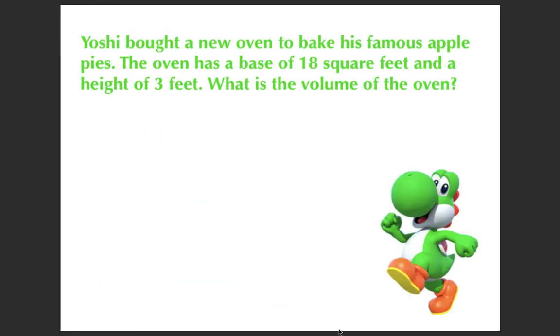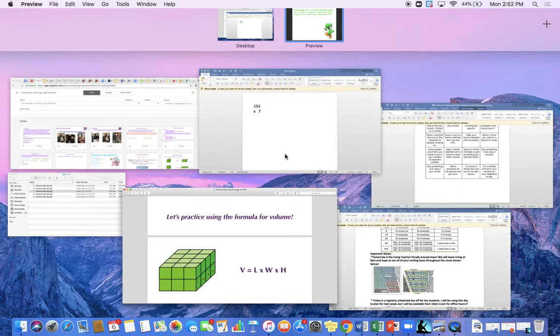All right, our last problem today is going to be a word problem. Yoshi bought a new oven to bake his famous apple pies. The oven has a base of 18 square feet and a height of 3 feet. What is the volume of the oven? Go ahead and set up that problem for us. What two numbers are you going to multiply? If you need more time to think, go ahead and pause the video. If not, let's move on over here.